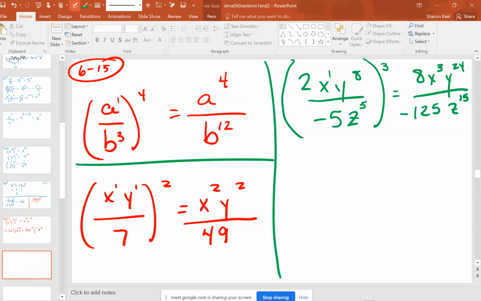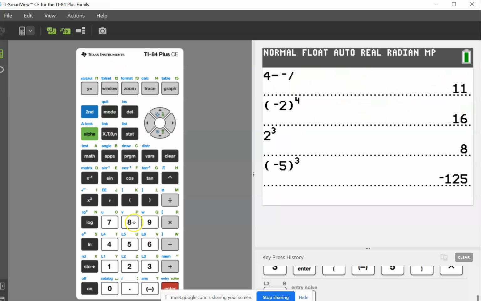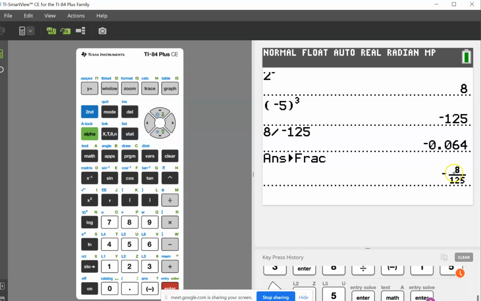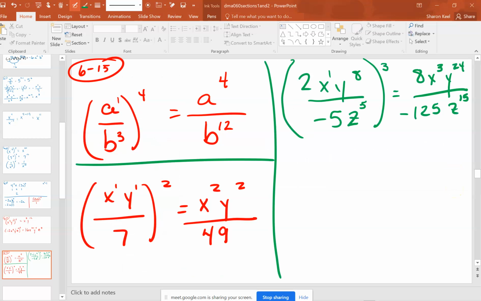I need to check and see if that'll reduce. So if I do 8 divided by negative 125, I get a decimal. If you press math and enter 2 times, it'll simplify that. So that does not reduce. Okay, always just check and see if it reduces. So our final answer is just simply the negative 8, x cubed, y to the 24th. The 125 is on the bottom with your z to the 15th.